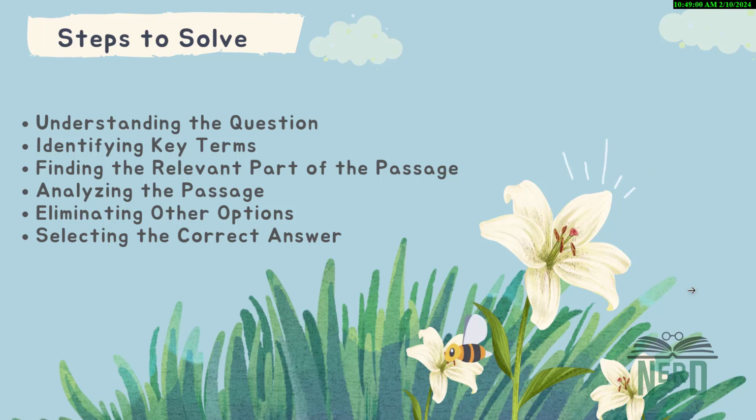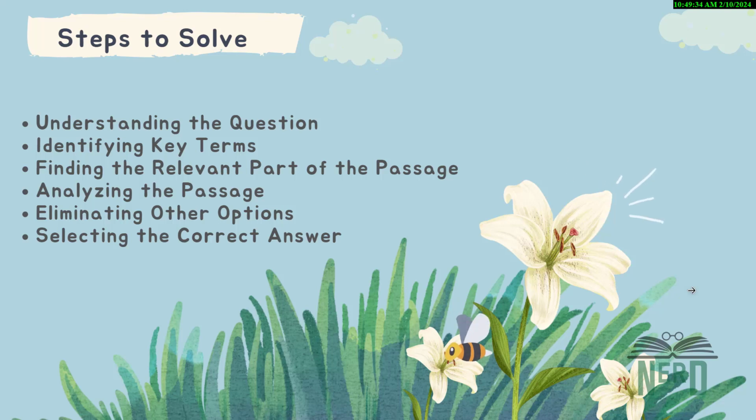First is understanding the question, right? What's the question really asking? It's like figuring out what game you're playing before you start. Get the main idea and what you need to look out for, right? Then identify key terms. Here you're spotlighting the important stuff in the question. You're selecting those keywords and finding them in your passage, right? So imagine you're on a mission and these are your clues. They're your guide to finding the treasure in the passages, right?